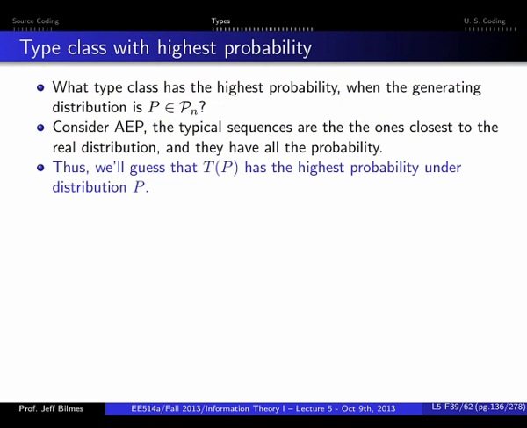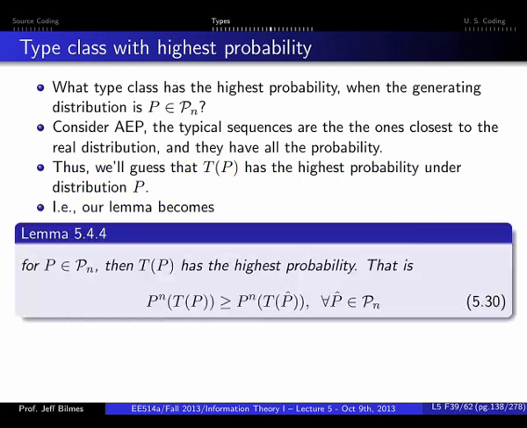So we're going to guess that this type class, T(P), has the highest probability under the type P. So here's the statement of the theorem. It's basically saying the probability of the type class, when the true distribution is this type, the probability of this type class of P is going to be greater than or equal to the probability under that type of any other type class. And the key thing here is that the extended distribution is the extended type distribution. So this P^n here is the extended version of this type that we're choosing.